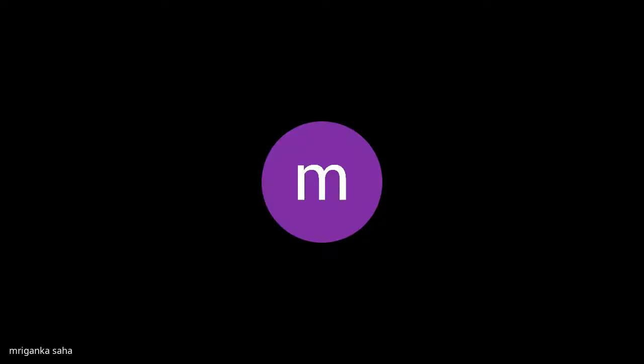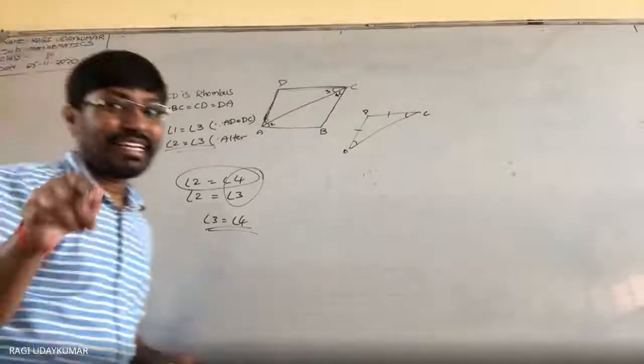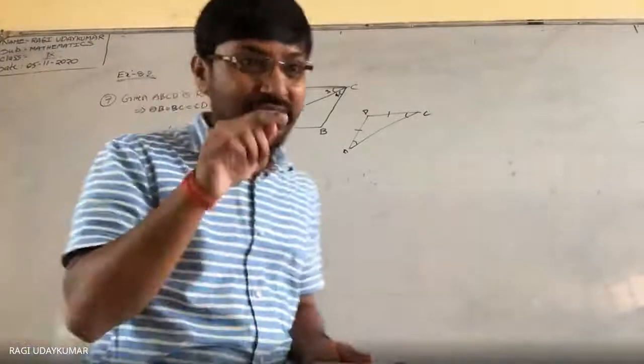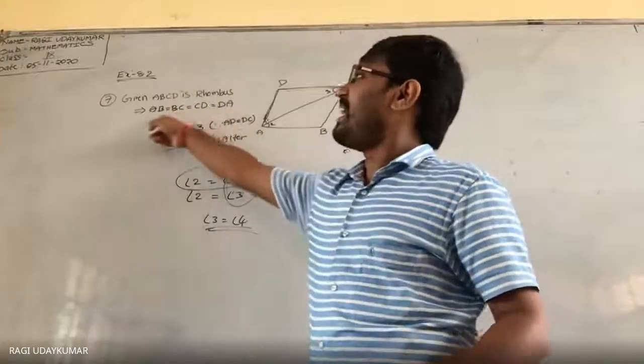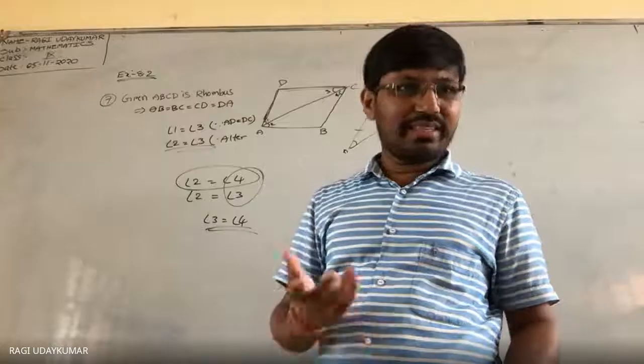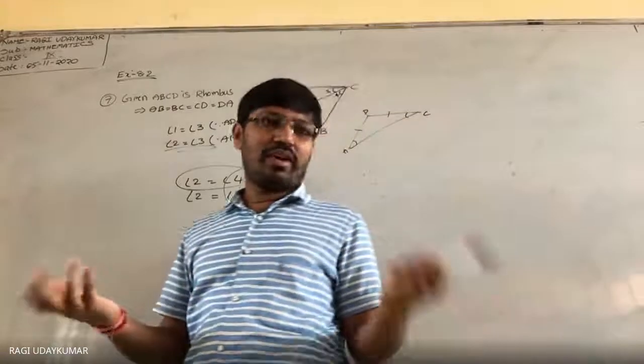Sir, but it is not given that AD is equal to DC. But it is given that it is a rhombus. Rhombus is given, so it is written first, what is it? All the sides are equal. Yes sir, all the sides equal is written. Then it is done.